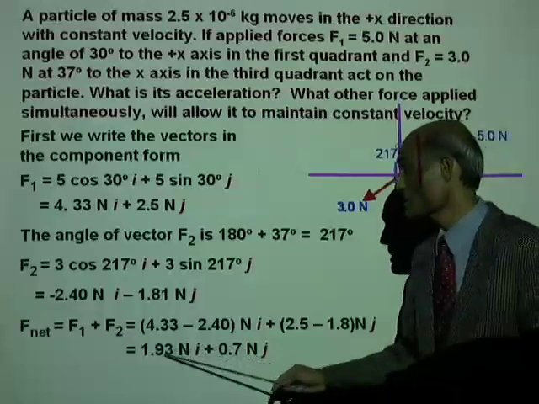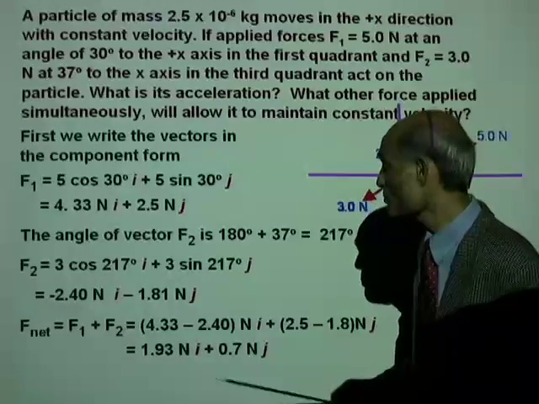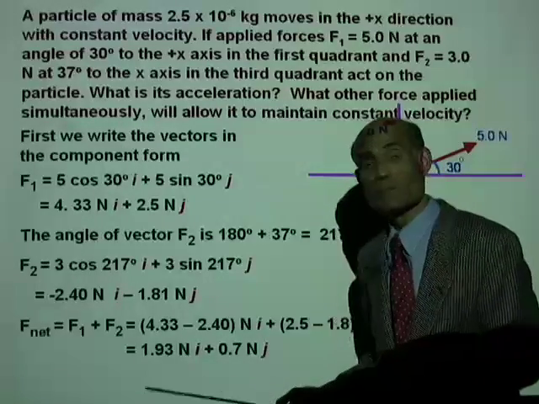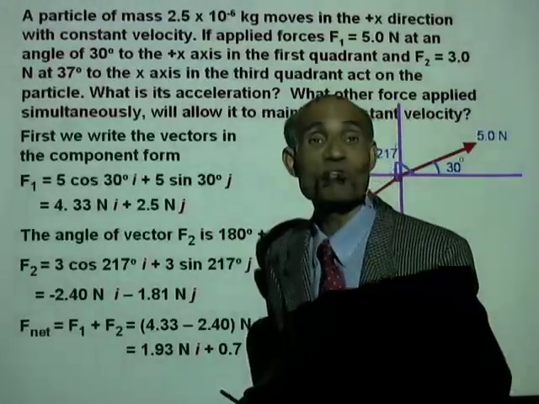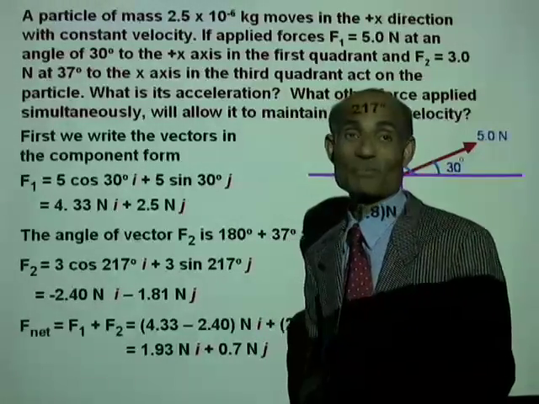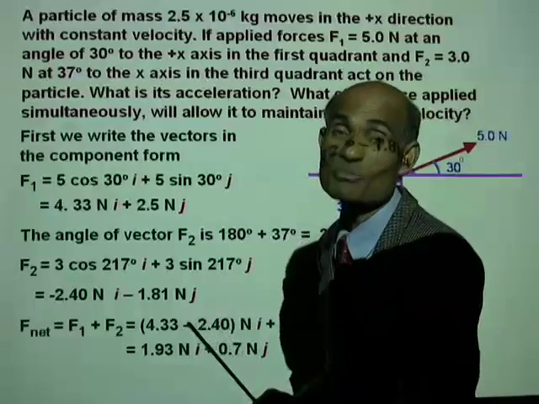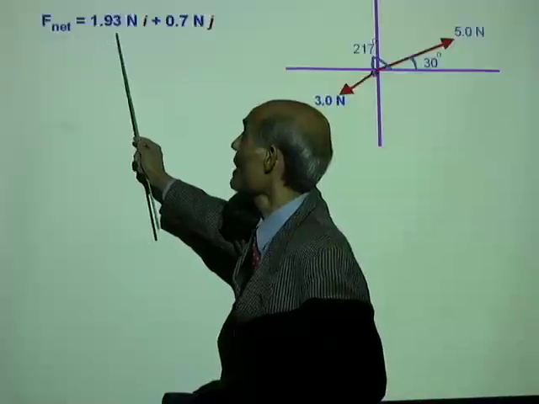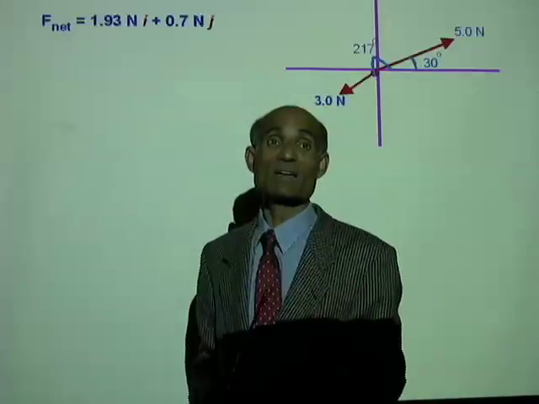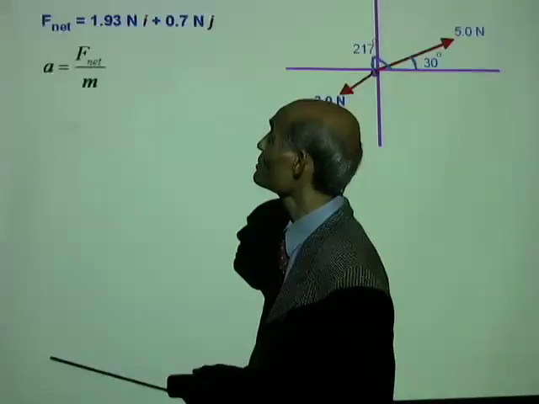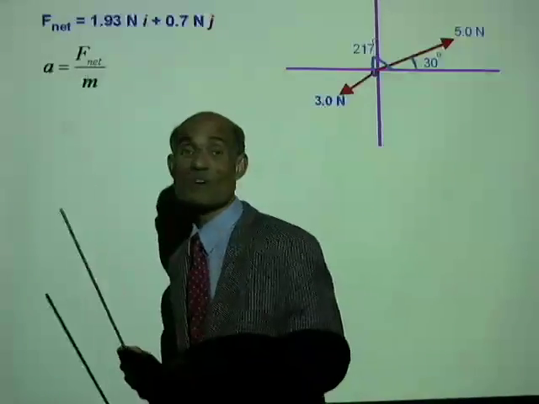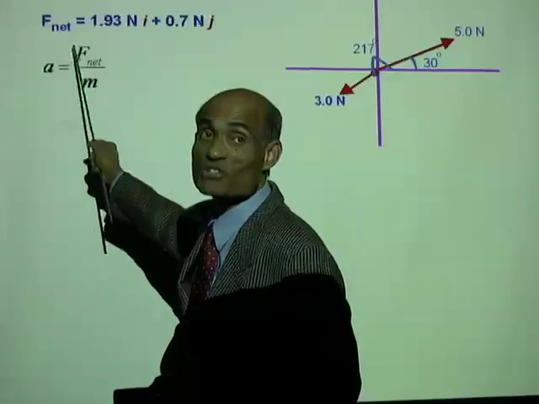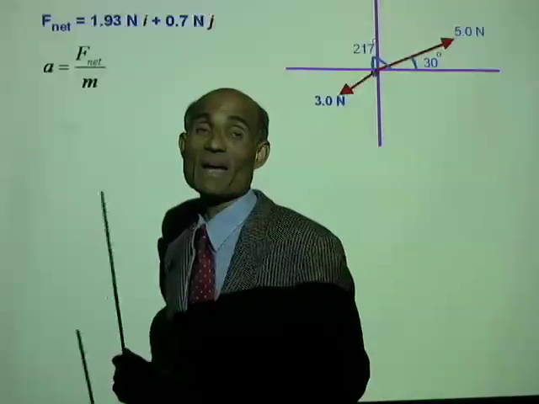Simplify these quantities. That will be 1.93 Newton I plus 0.7 Newton J. This is the net force on the particle. This net force is now going to produce an acceleration. Alright, we have F net equal to 1.93 Newton I plus 0.7 Newton J. Now you know that F net equal to ma, therefore A, the acceleration, is F net divided by m.